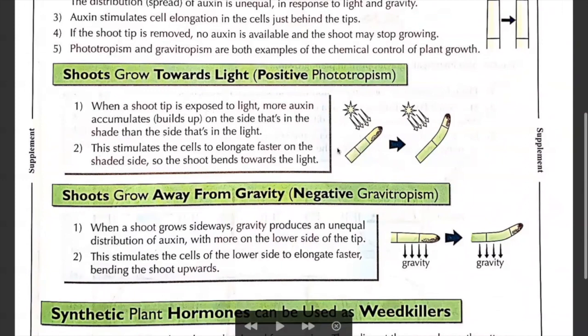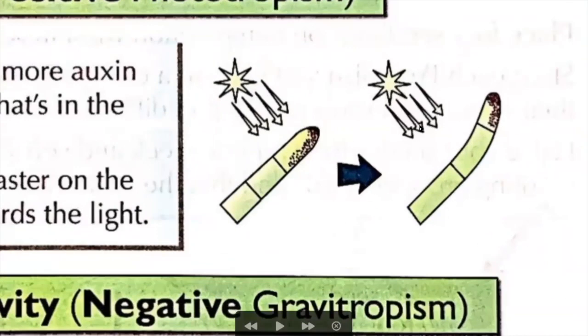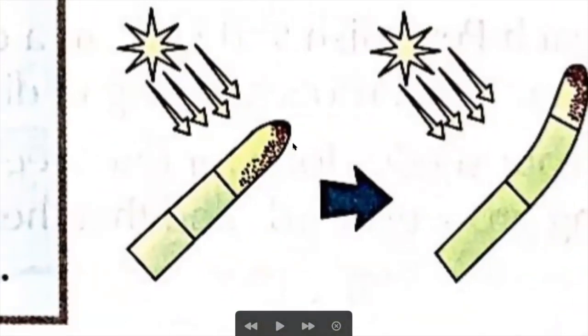So when a shoot tip is exposed to the light, more auxin accumulates on the side that is in the shade than the side that is in the light. Nak tengok sini. So this is the tips of the shoot. This is the place where auxin is produced. But bear in mind, auxin ni dia ada satu karakteristik, which is it will always stay away from the light. Dia tak suka cahaya, so dia akan menjauhi.